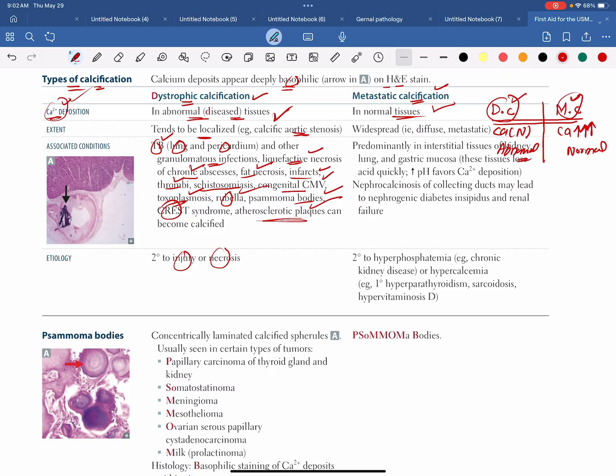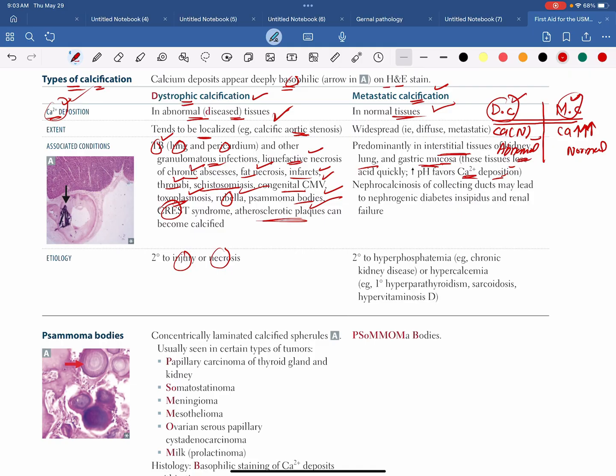Then what are the associated conditions? Predominantly the calcium is deposited in the interstitial tissues of the kidney, in the lung, and in the gastric mucosa, because these tissues lose acid quickly. The tissues which lose acid quickly, their pH is going to increase, and that increased pH will favor the calcium deposition. So they can ask you in the exam, why in the interstitium of the kidney, why in the lung, why in the gastric mucosa is calcium deposited more? The reason is these tissues lose acid quickly. When acid is lost quickly, it means the pH is increased, and the increased pH favors calcium deposition.